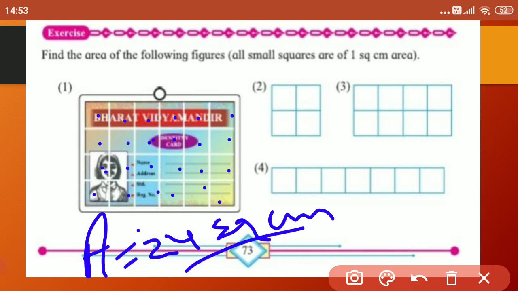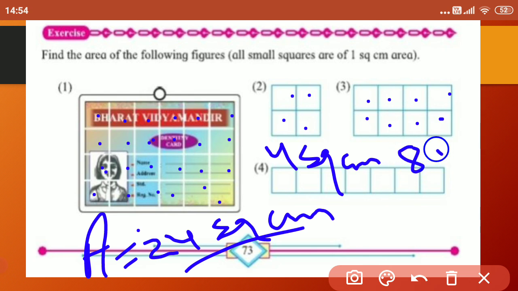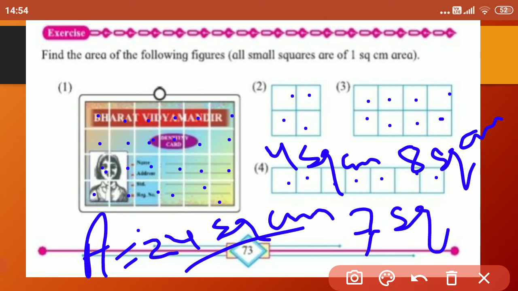Now here 1, 2, 3, 4. What will be the area? 4 square centimeter. Here 1, 2, 3, 4, 5, 6, 7, 8. So 8 square centimeter. Now the fourth one. 1, 2, 3, 4, 5, 6, 7. So 7 square centimeter. Got it now?